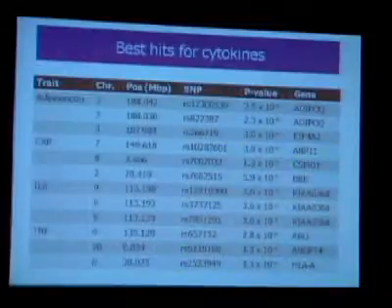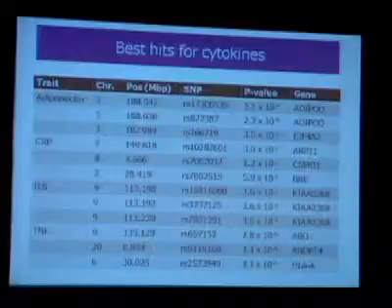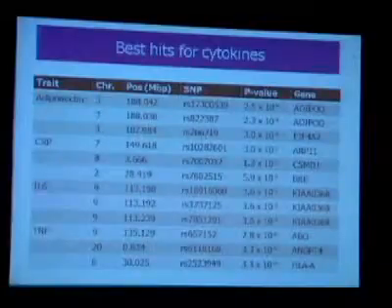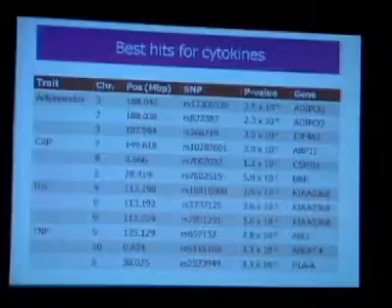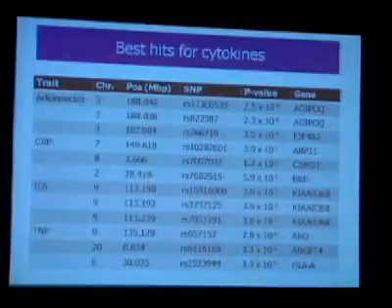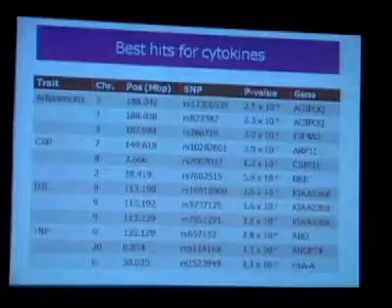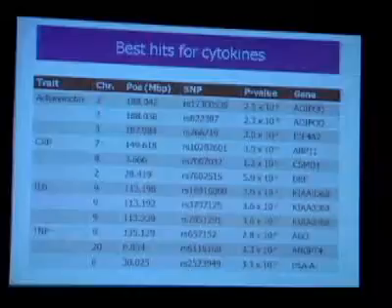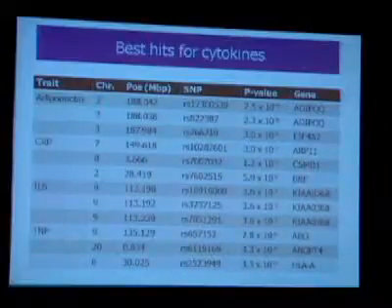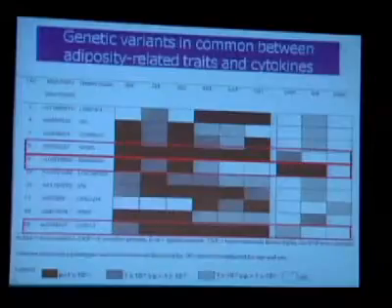This slide presents the best hit for the cytokines. I won't go over them in detail, but you can see that for adiponectin, we found the best signal with a SNP in the adiponectin gene with a p-value of 2.5 times 10 to the minus 9. And that was the best hit of all the traits that we analyzed in our GWAS.